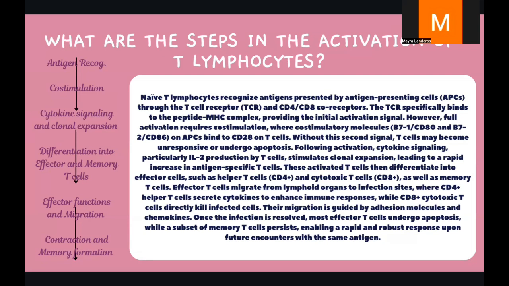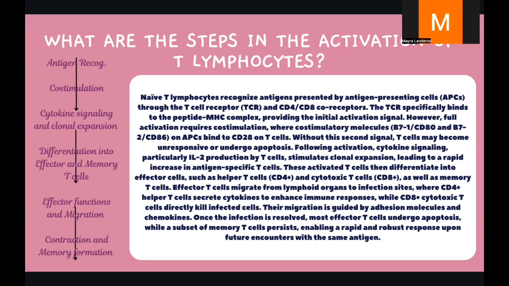Following activation, cytokine signaling, particularly interleukin-2 production by T cells, stimulates clonal expansion, leading to a rapid increase in antigen-specific T cells. These activated T cells then differentiate into effector cells such as helper T cells and cytotoxic T cells, as well as memory T cells. Effector T cells migrate from lymphoid organs to infection sites, where CD4+ helper T cells secrete cytokines to enhance immune responses, while CD8+ cytotoxic T cells directly kill infected cells.